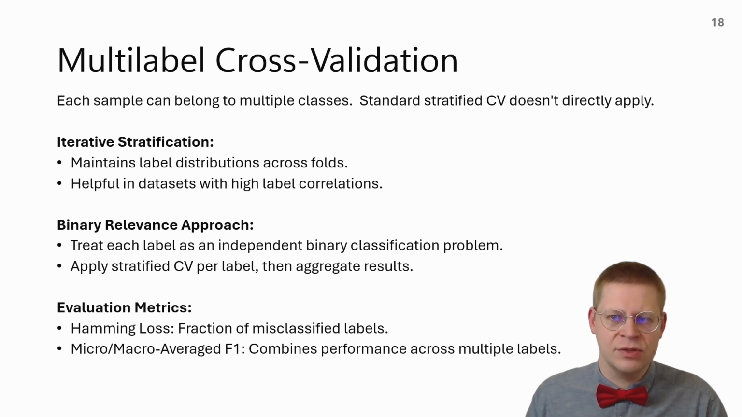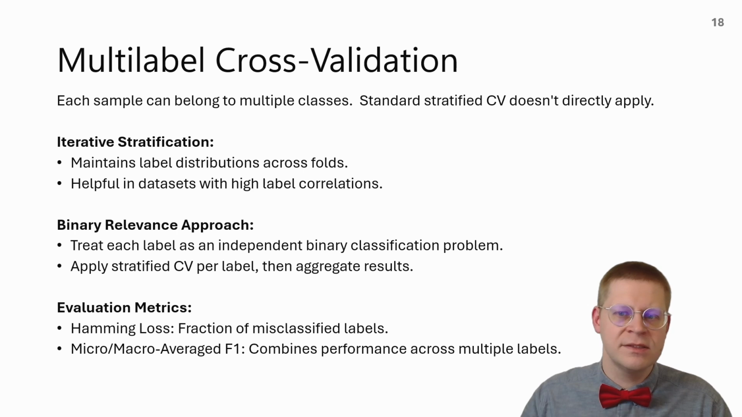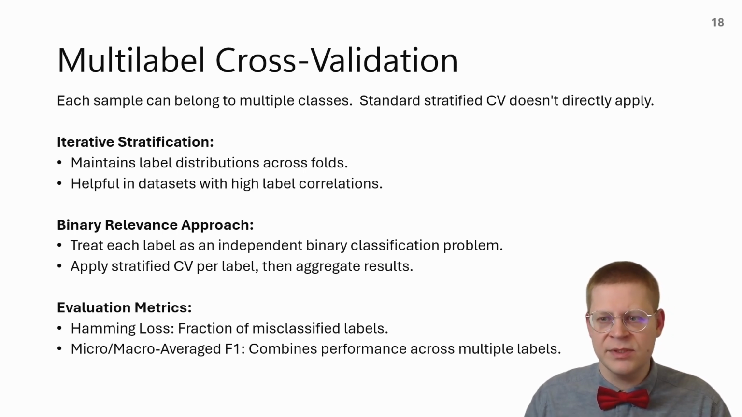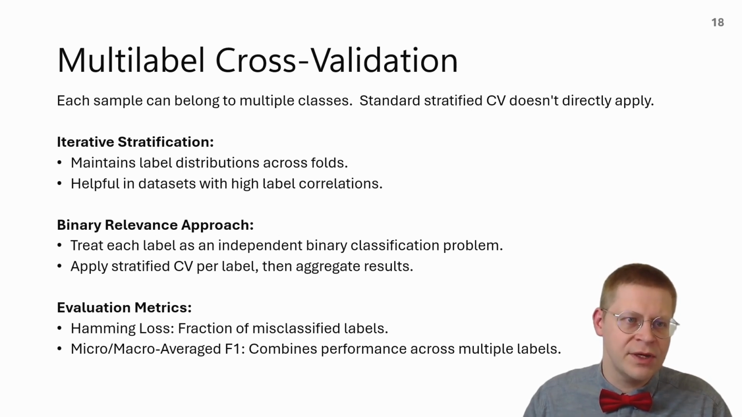Multi-label cross-validation becomes necessary when each example in your dataset can have multiple labels, like an image that might be tagged both as cat, outdoors, dog, tree, whatever. And standard stratified cross-validation cannot handle multiple labels at once. So we look at iterative stratification. It maintains label distribution across folds.